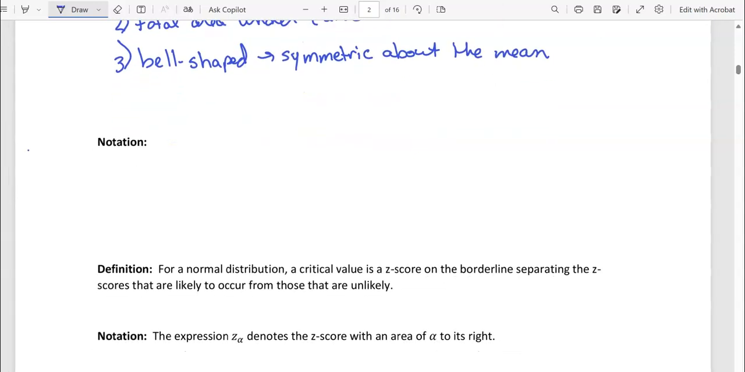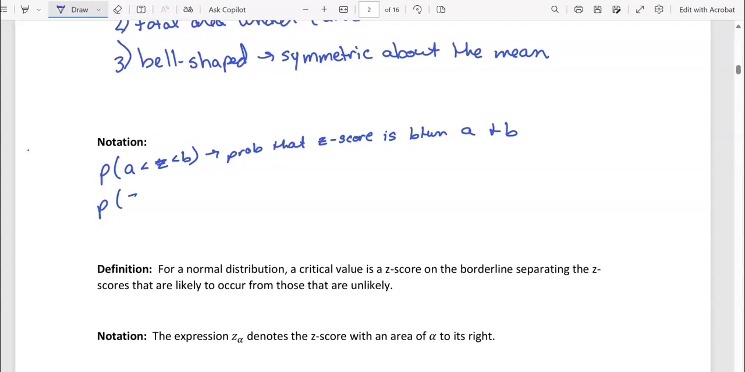So let's look at some notation here. It's going to be really similar to what we saw before. If I'm looking at the probability that Z is between A and B, we could write it that way. That Z is referring to the Z-score. I want to find the probability Z is greater than A. I'm finding the probability that the Z-score is bigger than some number.